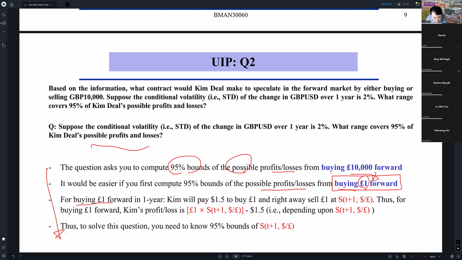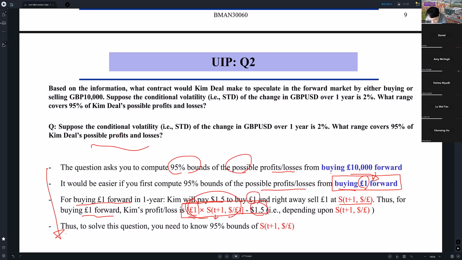For buying 1 pound forward in 1 year, Kim will pay $1.5 to buy 1 pound and right away sell that 1 pound at the future unknown exchange rate. So buying 1 pound forward, Kim's profit or loss is going to be this: 1 pound times the dollar per pound future unknown exchange rate. This will give you the dollar proceeds you're going to get when you sell 1 pound.